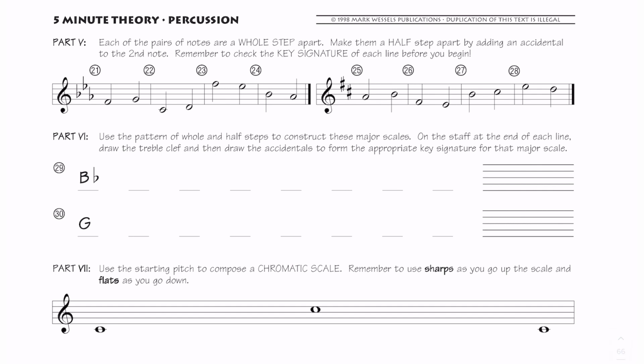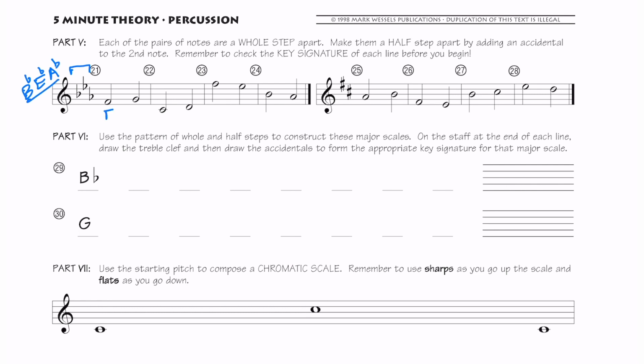All right, part number 5. Each of the pairs of notes are a whole step apart. Oh, we love this. Make them a half step apart by adding an accidental to the second note. But I'm also adding a key signature to each one of the lines. So there's a lot of things to think about. So let's start off on this one here by writing in our key signature notes, B, E, and A, right? Just to remind you which are the key signature notes.